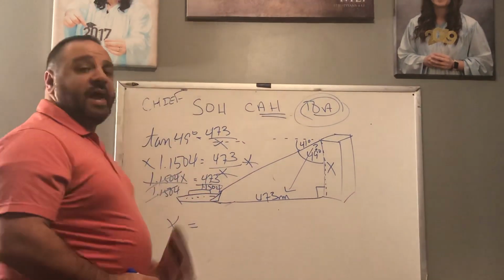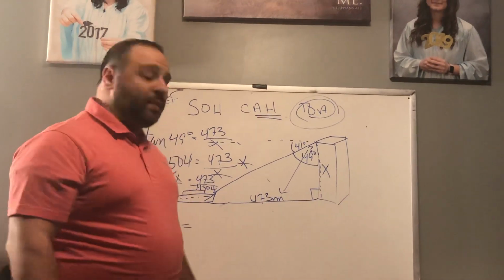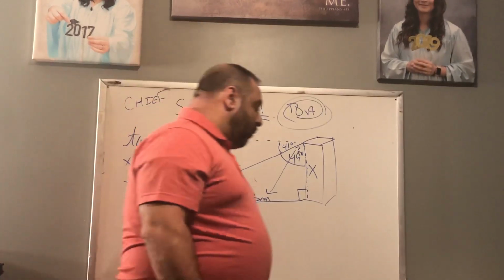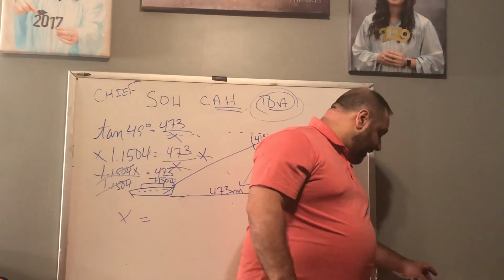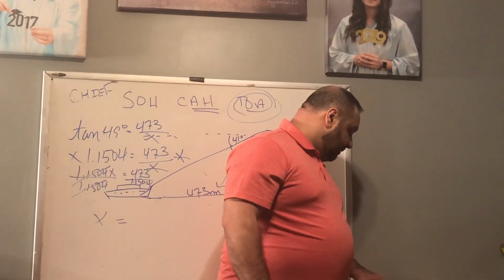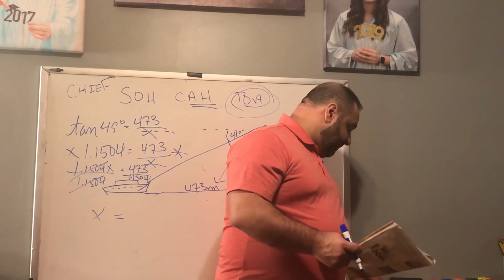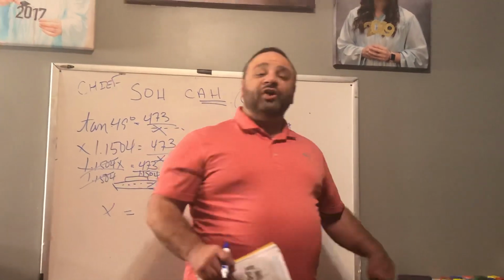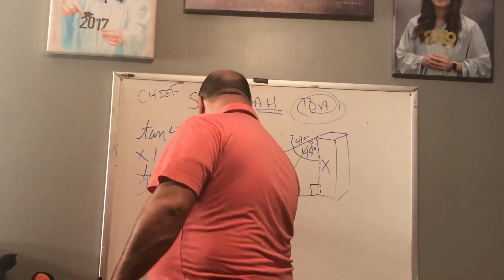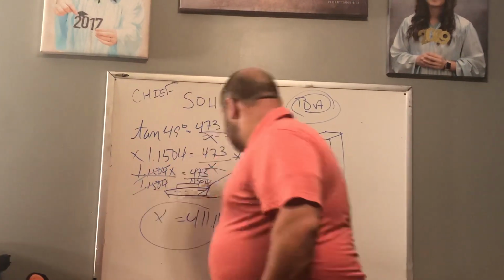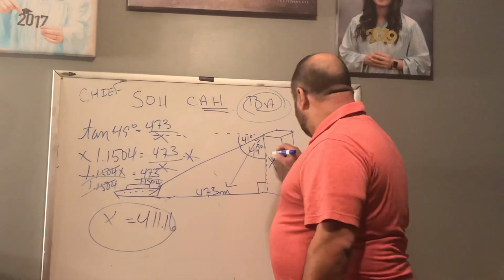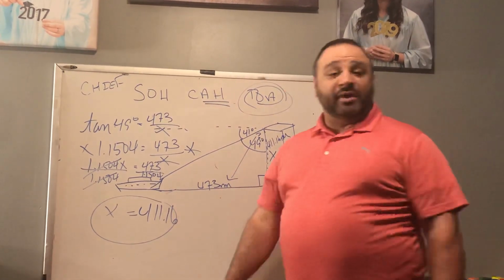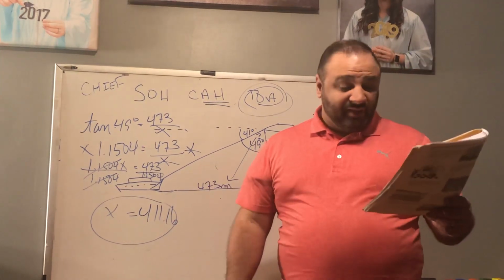What do we have here? All right, 473 divided by 1.1504, and the answer is, I have it here somewhere, number 7, 411.16. So how high is the World Trade Center? 411.16 meters. That was with the angle of depression.